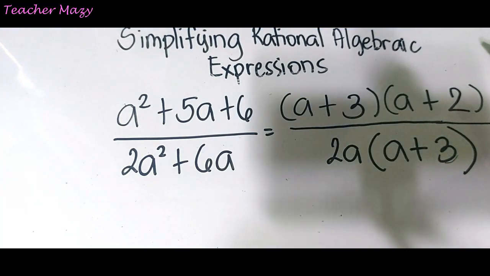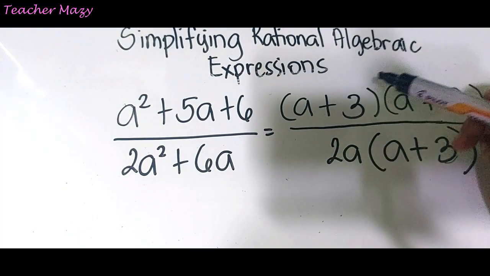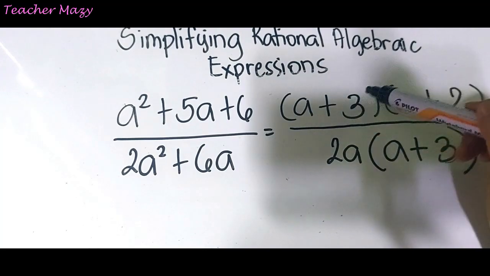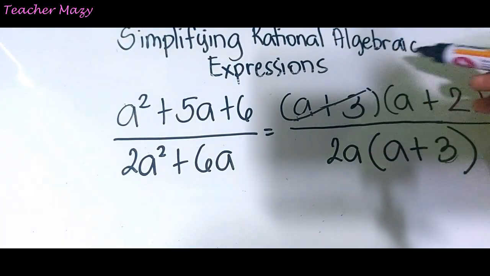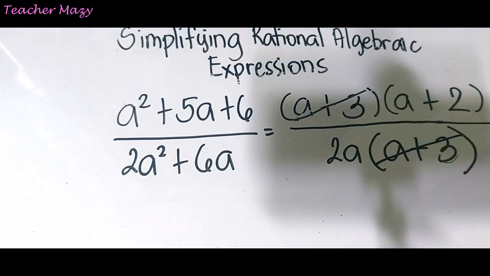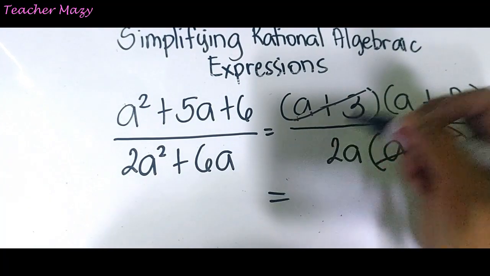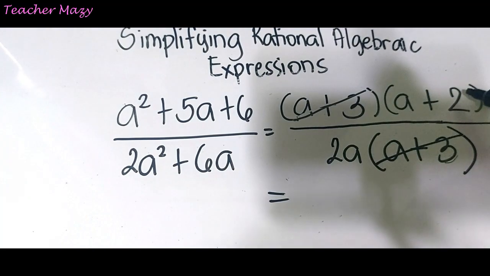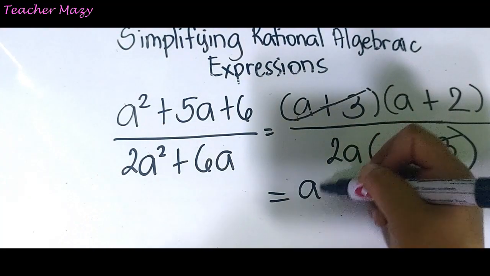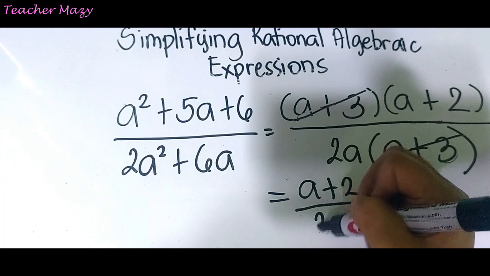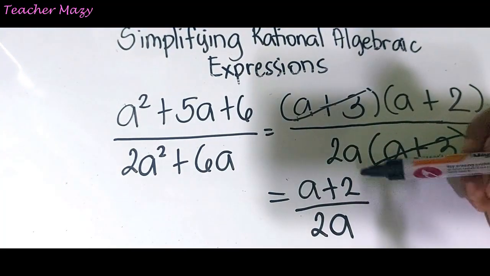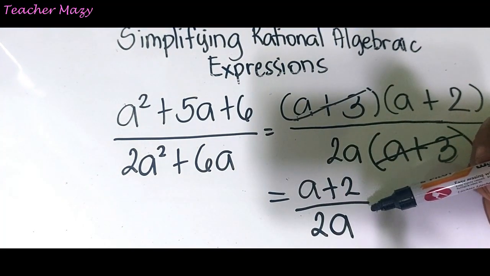Okay, now we can cancel the same factors here. So we have a plus 3, cancel it, and another a plus 3 here. So we can only cancel one in the numerator and one in the denominator. Okay, and then let's just write what is left. So we have a plus 2 over 2a. And this is the simplified version of this rational algebraic expression.